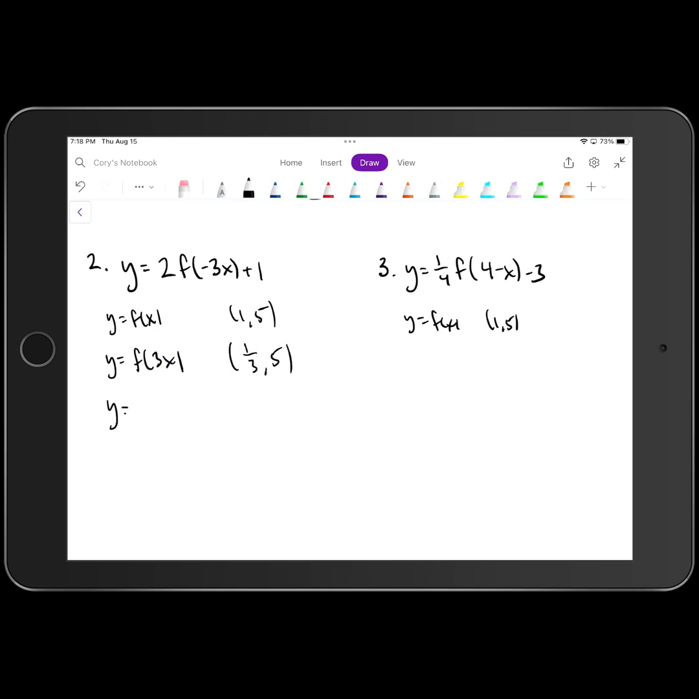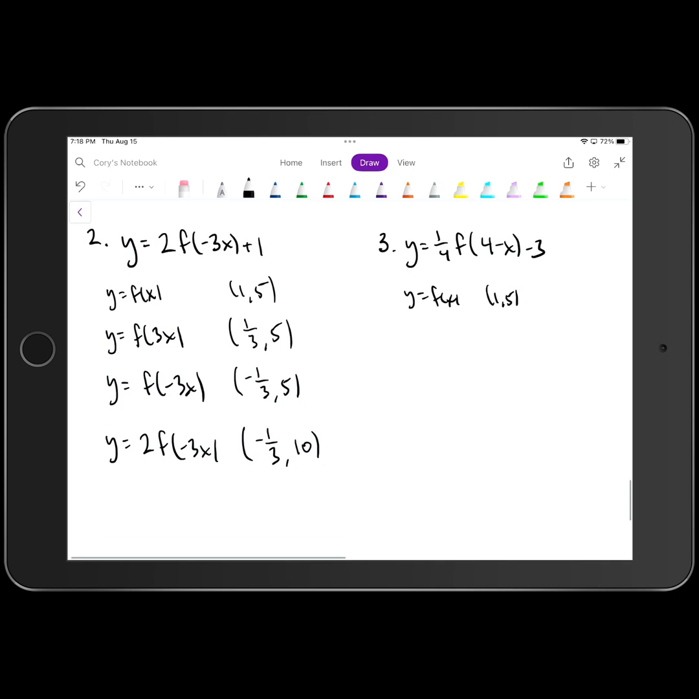Okay, next I'm going to take the opposite of that input value. So when I take the opposite of the input value, that corresponds to a y-axis reflection. Y-axis reflection means I'm taking the opposite of the x coordinate. I next am going to multiply out front by 2. So when I multiply out front by 2, that is going to correspond to a vertical stretch. So I'm going to take the y coordinate and multiply it by 2, which gives me the ordered pair negative 1/3, 10.